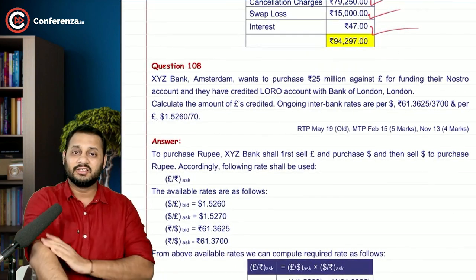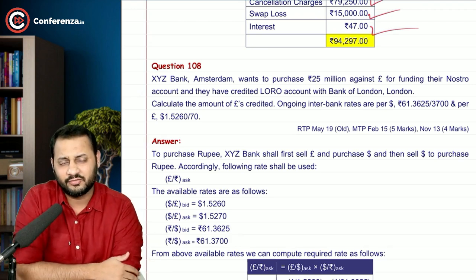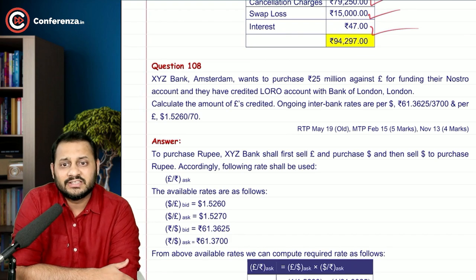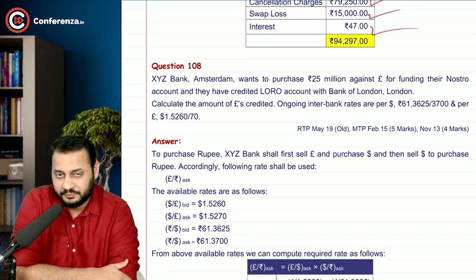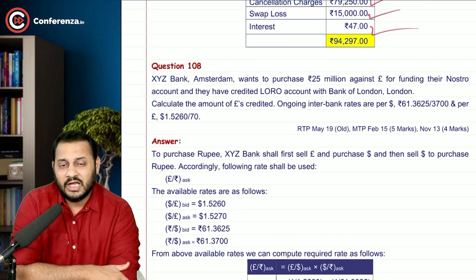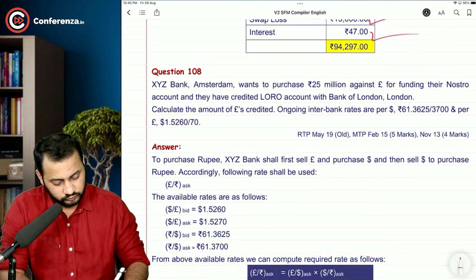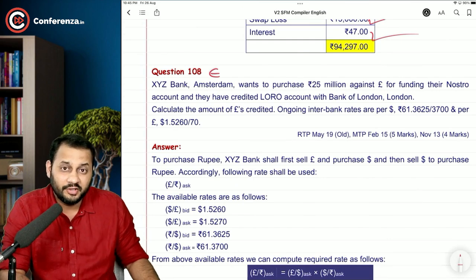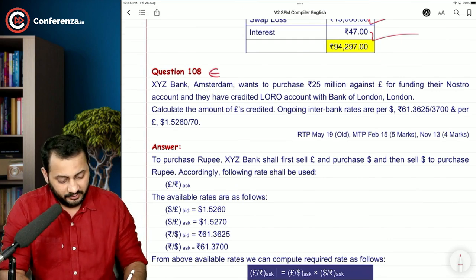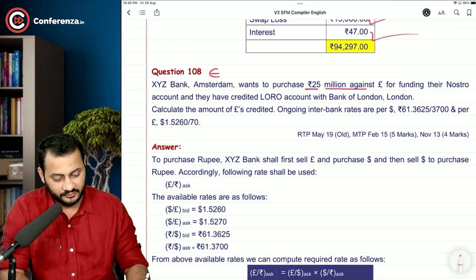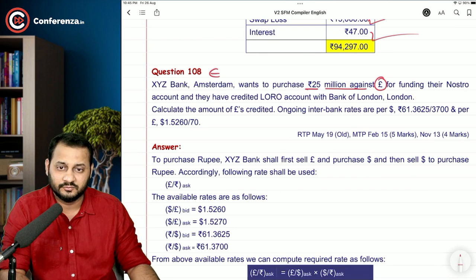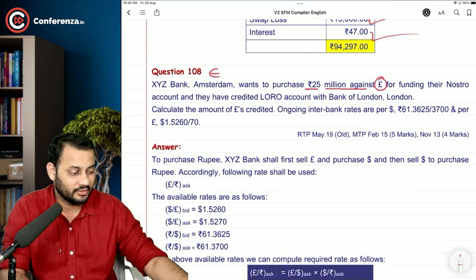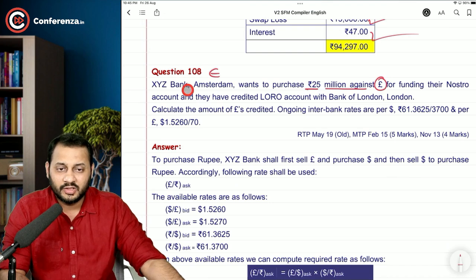Question number 108. This is related to cross rates, but you will have to understand it from the point of view of nostro, vostro and loro. XYZ Bank is in Amsterdam and wants to purchase. Amsterdam means what's its currency? Euro. It's in Europe, the Netherlands. But it wants to purchase 25 million against pound, not euro. See, there are three currencies involved. Its home currency is euro, but it wants to purchase 25 million rupees by paying pound for funding their Nostro account.